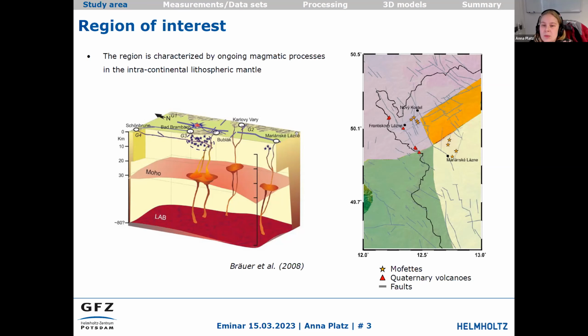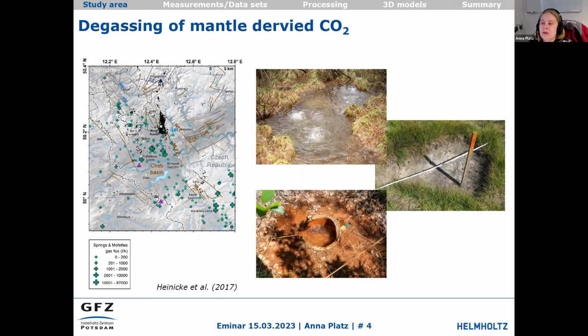An interesting fact about these magmatic processes is that they took place in absence of active volcanism at the surface. However, they are expressed by a series of different phenomena. One of these phenomena is the massive degassing of mantle-derived CO2 in this region.